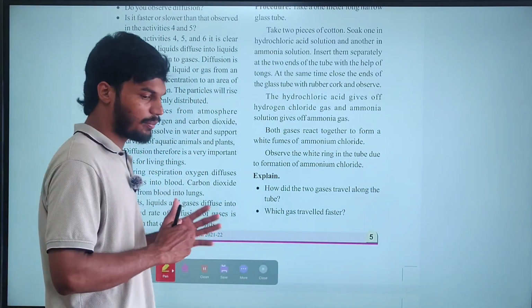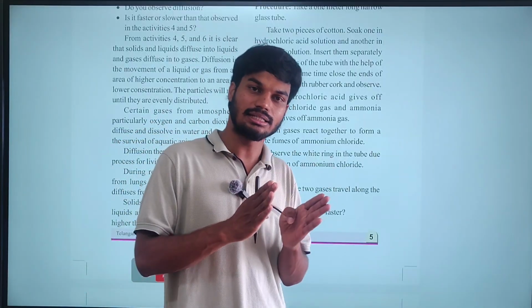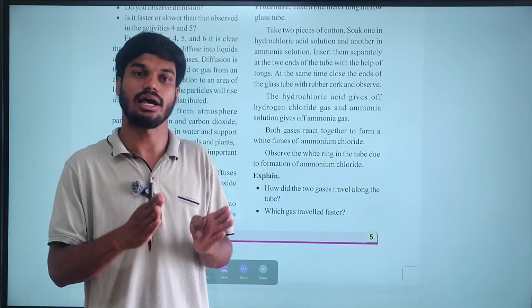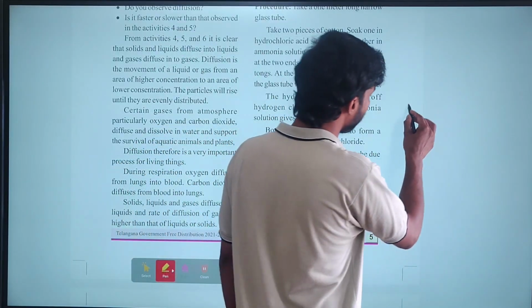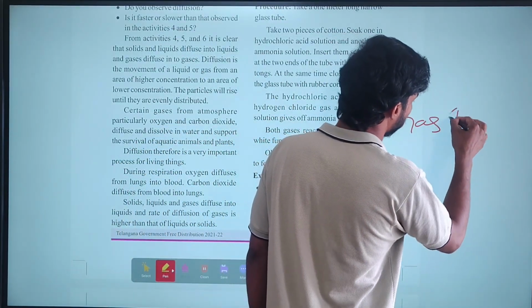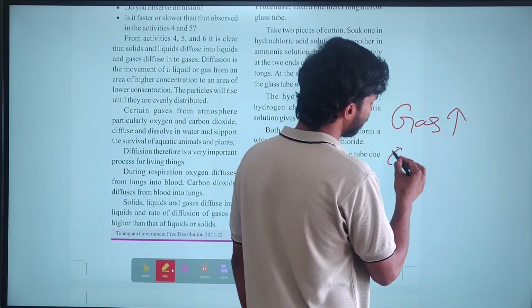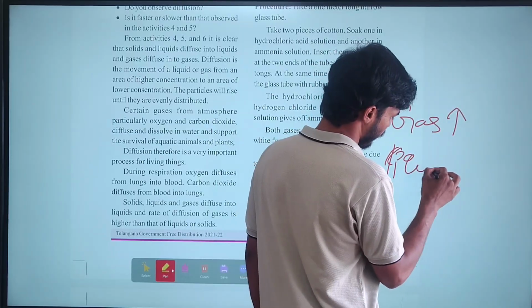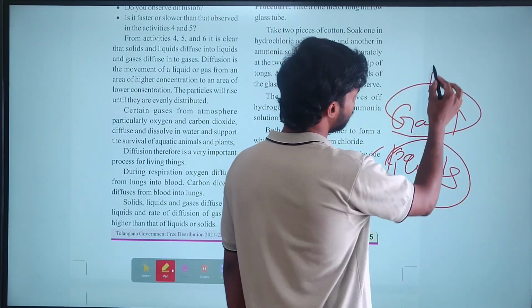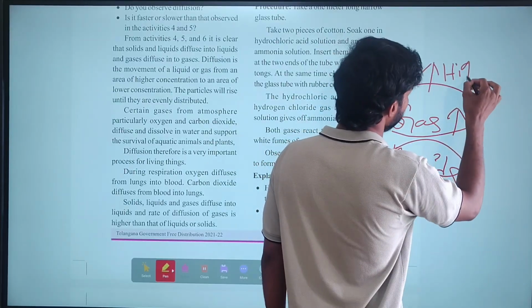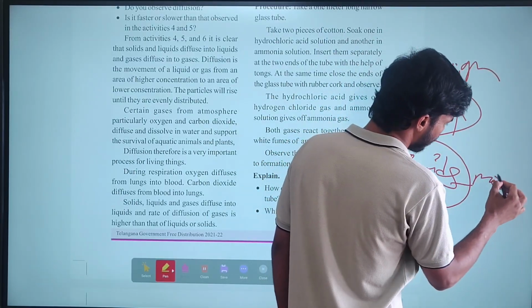Here it is saying that the rate of diffusion in gases is much higher compared to liquids. Diffusion in gases is higher, and diffusion in liquids is moderate.